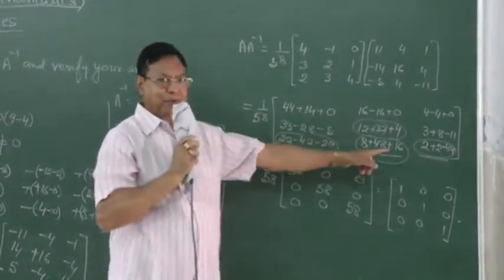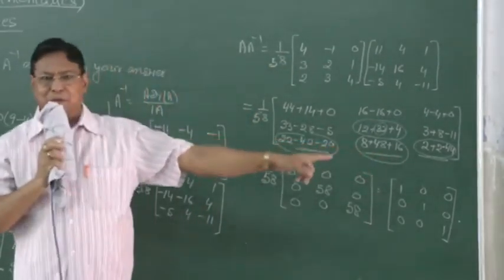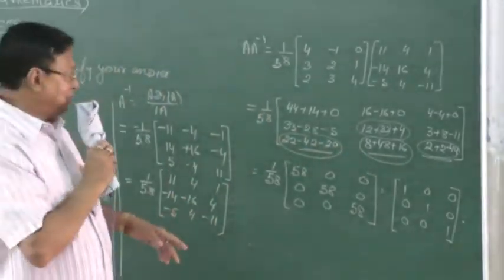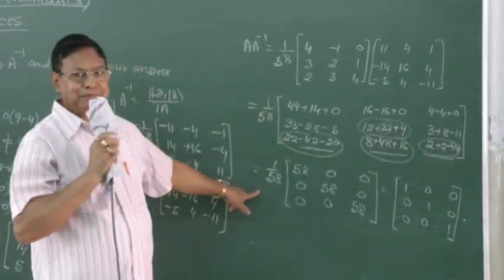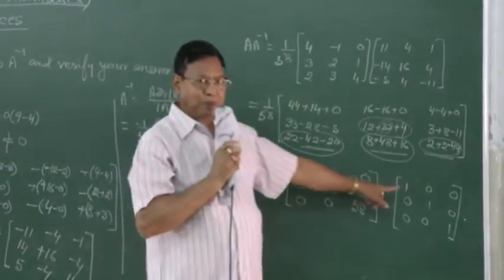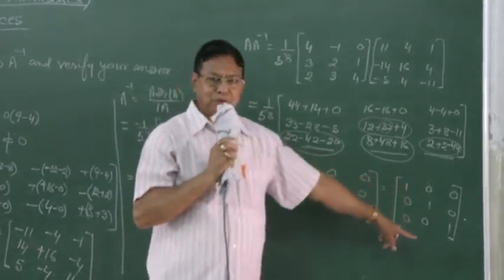These are the places where we have gone wrong. Multiply it once again, do it yourself. The answer should come as this, finally. And then 58 is common to all, so 1 0 0, 0 1 0, 0 0 1.